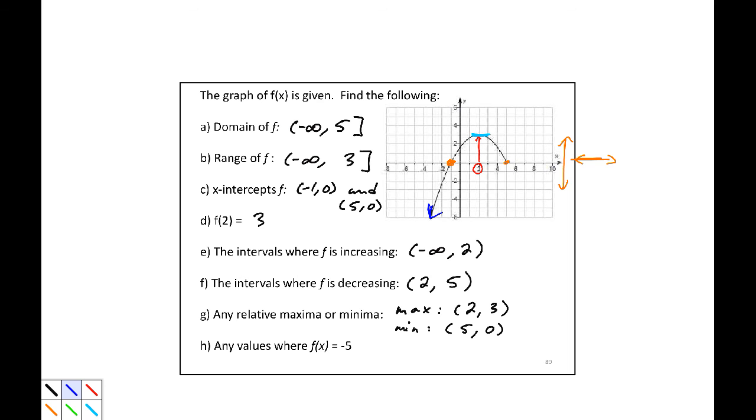Last thing is find values where f of x is equal to -5. So I'm going to start here at my y value being -5, and I only have one value right here, and that appears to be at an x value of -3.